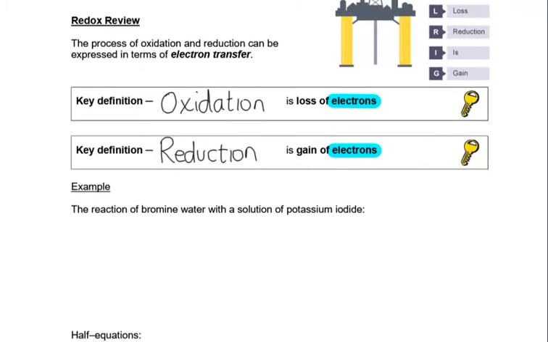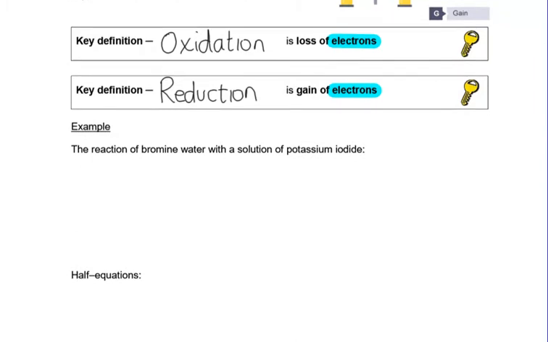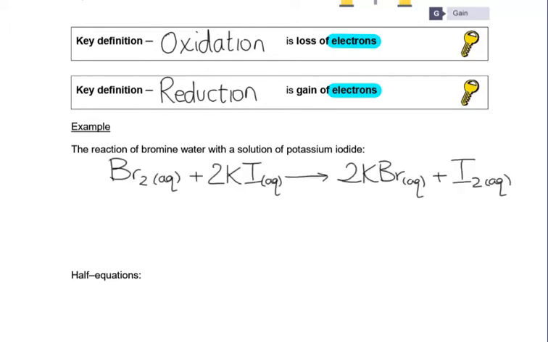So let's have a go at putting that into practice and just reminding ourselves. So can you write a full equation for the reaction of bromine water with a solution of potassium iodide? Pause the video and see if you can write that reaction and give state symbols. So there you go, bromine reacts with potassium iodide to make potassium bromide and iodine.